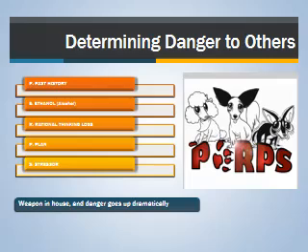Determining danger to others. On the test, they might want to know how, when you have to evaluate, is this person really a danger? Think about perps. Do they have past behavior? Are they drinking? Can they think cognitively? Did some major stressor happen? And do they have a plan for what they're going to do? Remembering that a weapon in the house and danger goes up dramatically.